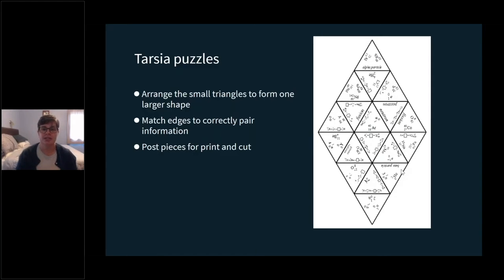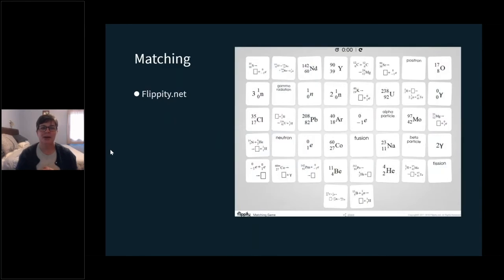So on the next slide, what you'll see is that I've made a digital version of this. Okay, Maureen, can you click to the next? Sorry. Yeah, there we go. So I've made a digital version so students can still do the matching. I built this on flippity.net, which integrates with Google Docs. And this is also free. As you'll see, a lot of my resources, I like to use free resources when I can.